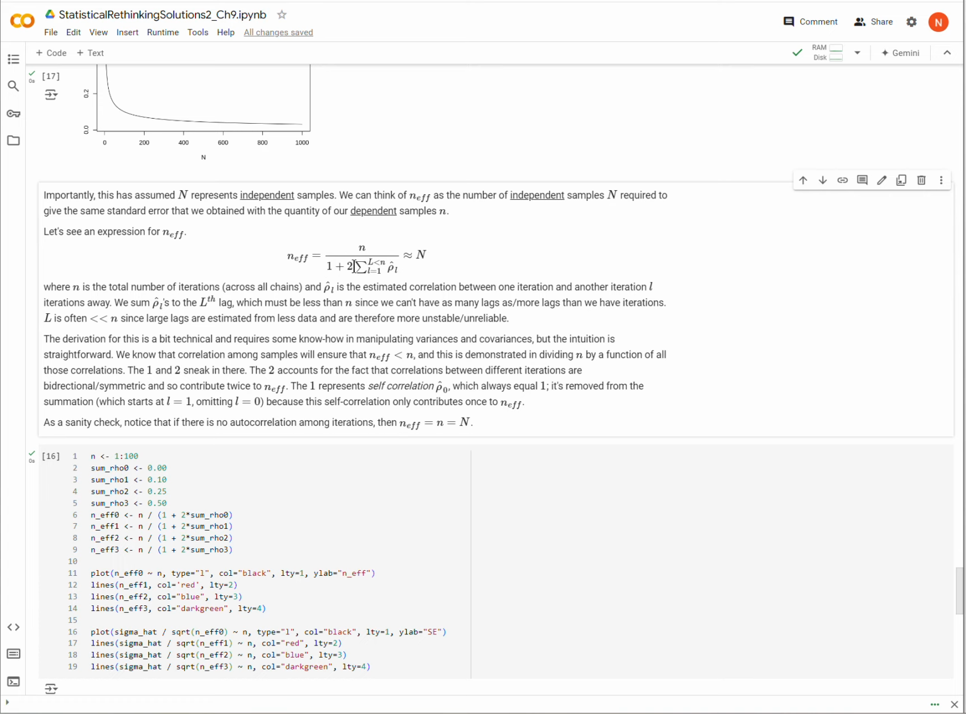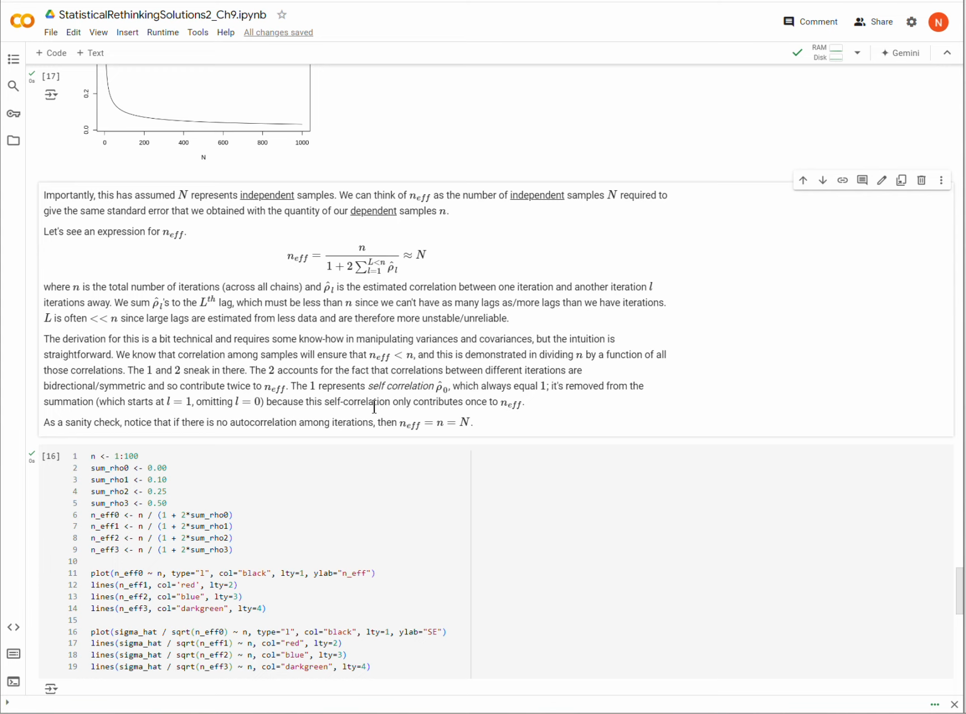Why do we put it over here? Well, that has to do with this 2 here. All correlations are bidirectional, or symmetric. So iteration 1 correlated with iteration 2 is the same thing as iteration 2 correlated with iteration 1, and both of those contribute to our estimate of the effective number of samples. And so we get one of these guys, and we multiply it by 2. That's a good enough explanation. It really has to do with the fact that this rho is actually an autocorrelation function, and anyway, that's reasonable enough.